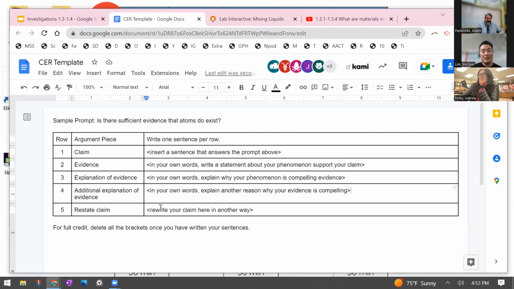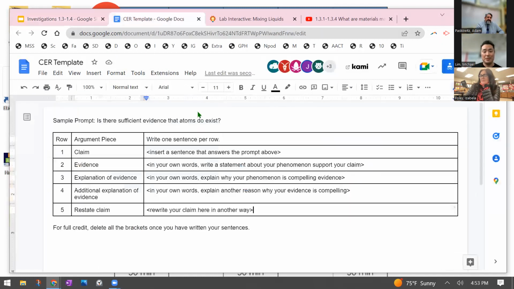But then they follow it up with row number 5, rewrite your claim here in another way. So yes, it's very formulaic, but it's so easy to grade. It's so easy to facilitate when students are doing this for the first time. And you can use this for any claim, evidence, and reasoning topic. So that is one template.